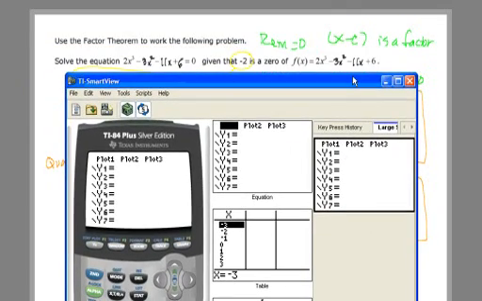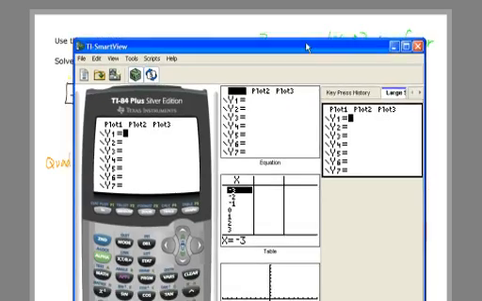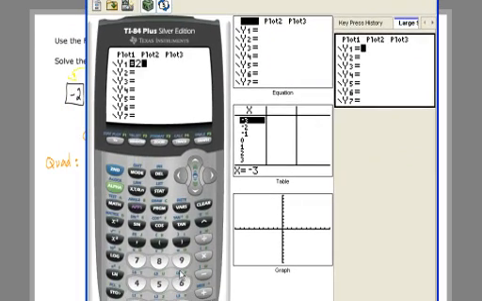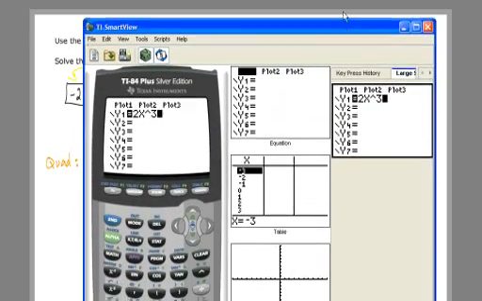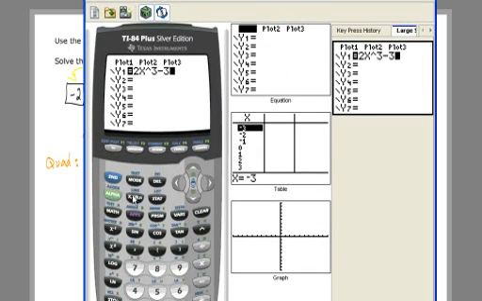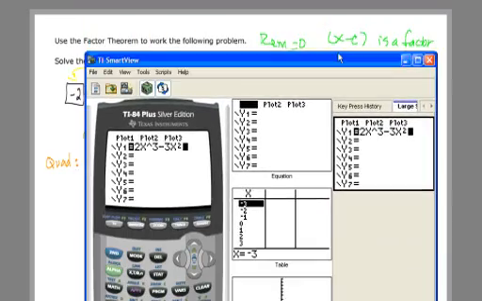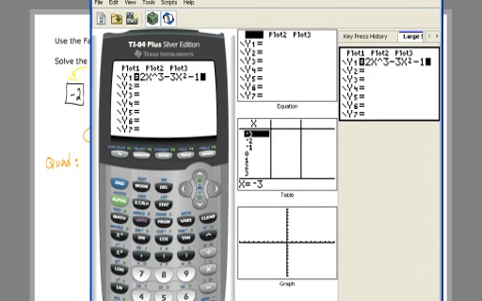Okay, I can't get to the 2. You put it in your calculator while I try to figure this out. Two x cubed minus 3x squared minus 11x plus 6.